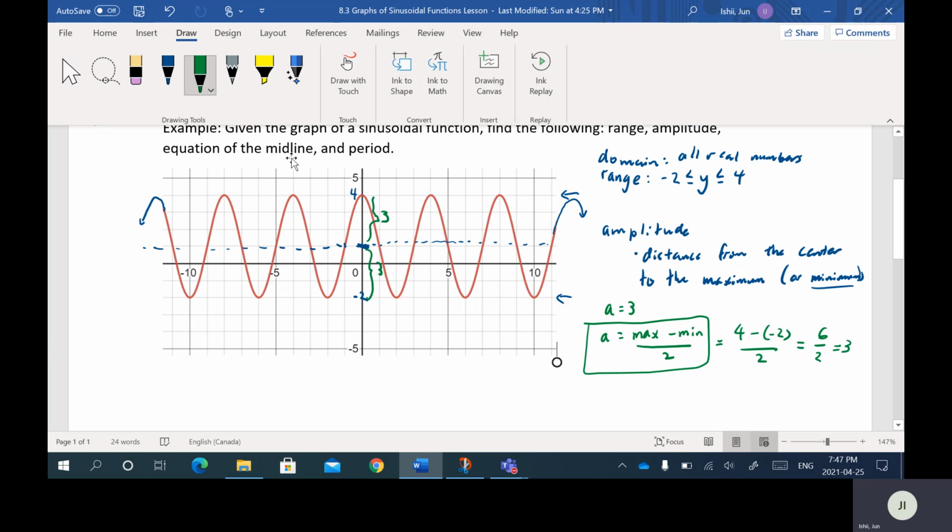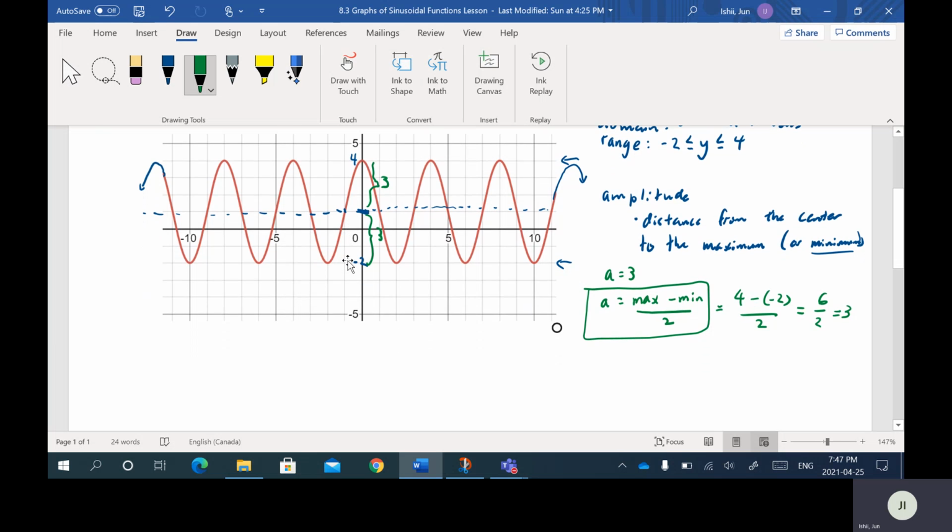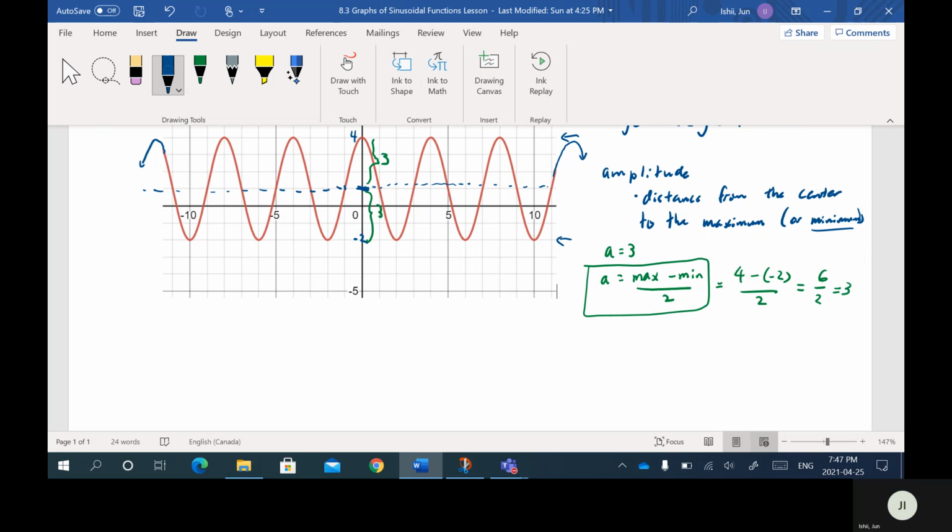Next thing here is the equation of the midline. We've actually already found the midline. This dotted line is the midline. It's going to be half the distance from the top, or half the distance from the bottom. In this case, the equation of the midline, and they say equation because it's a line, since it's a horizontal line, it's y equals 1. So that's the answer to this.